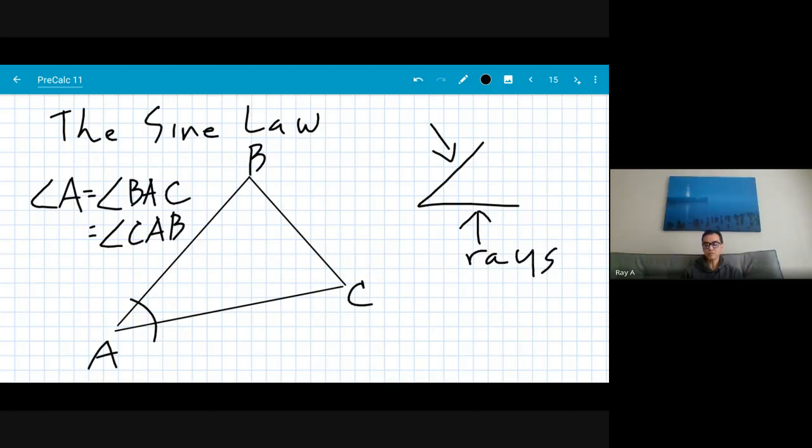Okay, what is a ray? A ray has an endpoint right here, and it goes on and on at the other end. That's a ray. Now this one is the vertex.